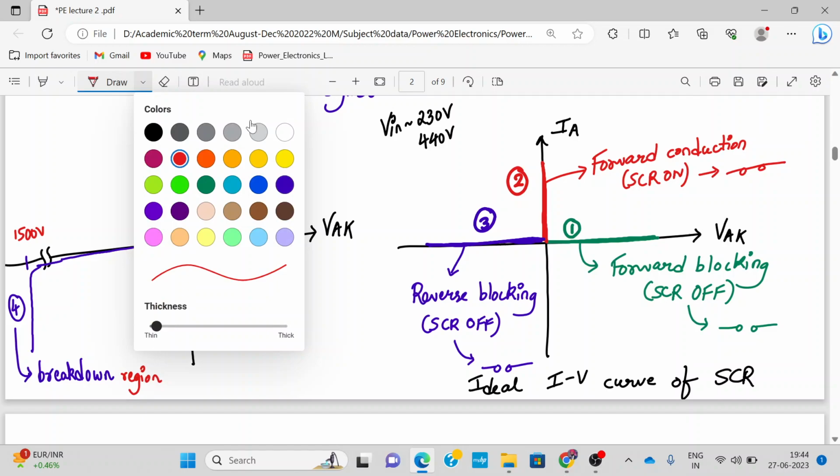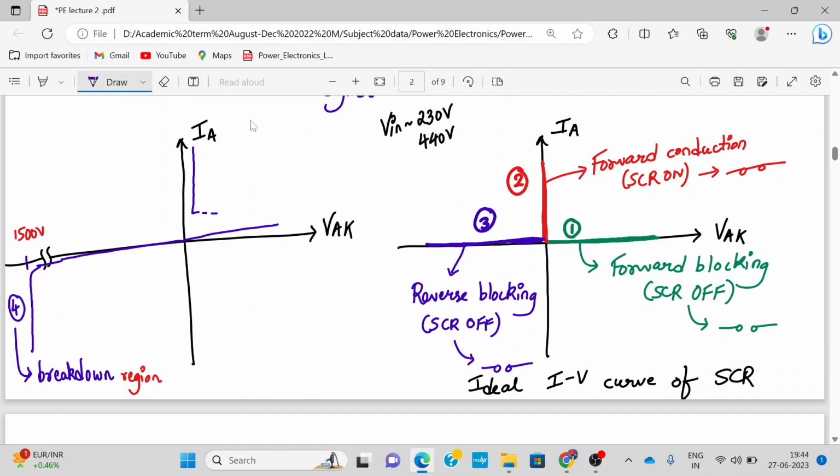All right. Let me show you the forward conduction region. This is my forward blocking region. This is my forward conduction region, and this is my reverse blocking region. This is 1, 2, and 3. All right. The resemblance you can see here. We are talking about a power device, right? So the current will be in amperes and voltage will be in a few hundreds of volts, right?